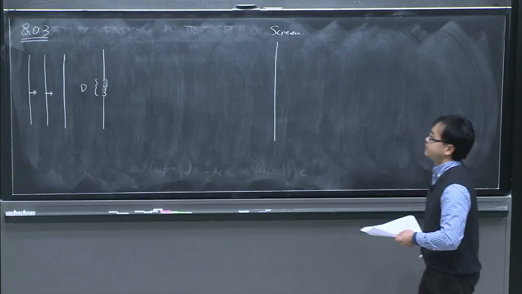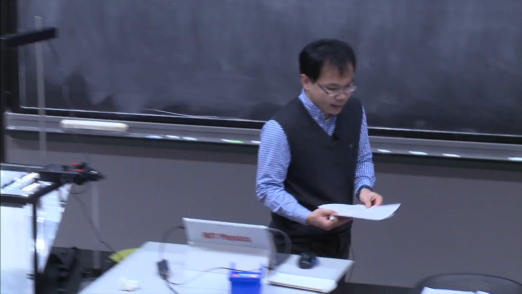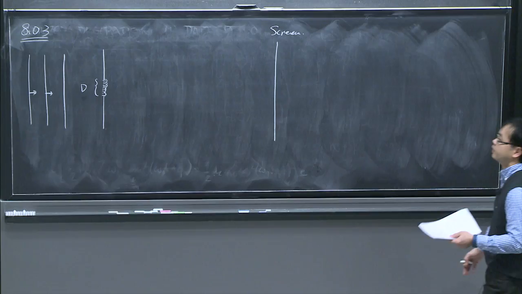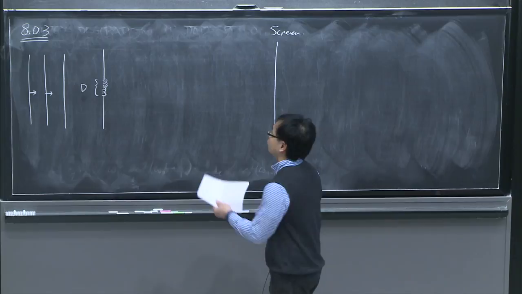I'm sure you have seen this experiment before, maybe in AO2 or in high school days. On the other hand, what we are going to do today is to really make use of the mathematics which we have learned from 1803 or from the previous lectures to attack this problem. So what is actually the mathematics I am going to use today?